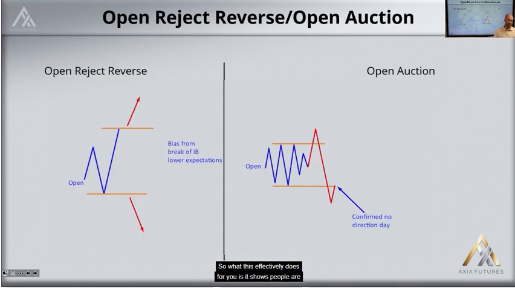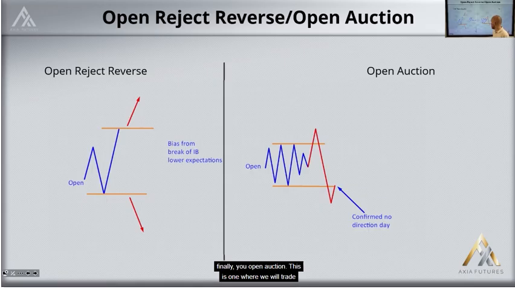So what this effectively does for you is it shows people are willing to send the market one way, but they can't maintain that. And then equally, when it comes back, that can't be maintained either. Whereas if this is an open test drive, this move would be sustained. The market would then take directional bias to the downside. We don't get that. And so the important piece of information you're looking for now is which way we break the initial balance.